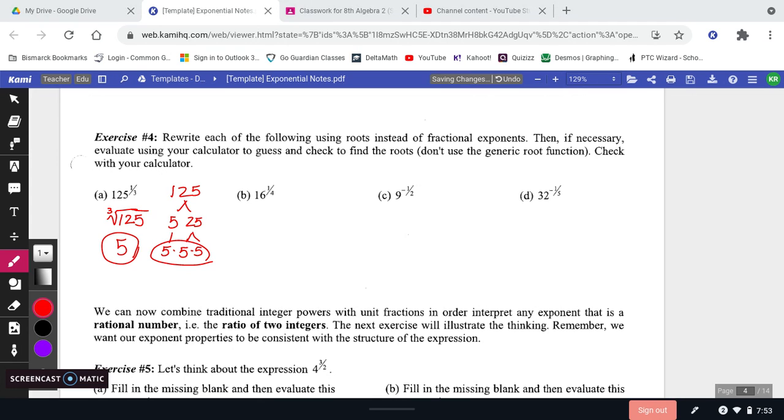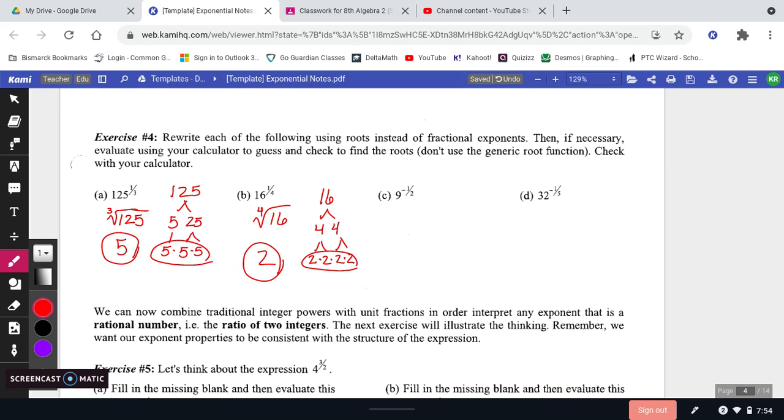Okay, 16 to the 1/4 power. Well, that's the same thing as saying the 4th root of 16. Again, if we use a factor tree, we can break this down. Since it's a 4th root, you need 4 of a kind to make a group, and you've got 4 2s that you can make a group. So 4th root of 16 is going to be 2.